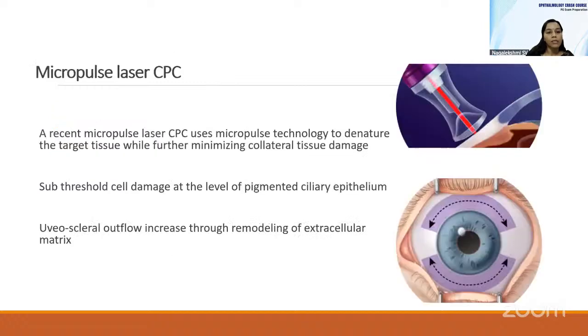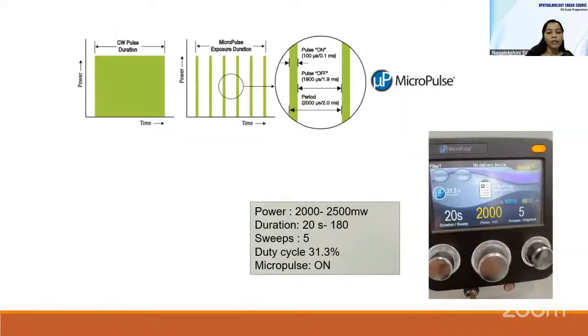So micropulse is a recent option where the collateral tissue damage is reduced by the use of micropulses where you have an on time and off time, and only the pigmented ciliary epithelium is targeted. So here we usually sweep the area of the ciliary processes. About 5 sweeps are given.